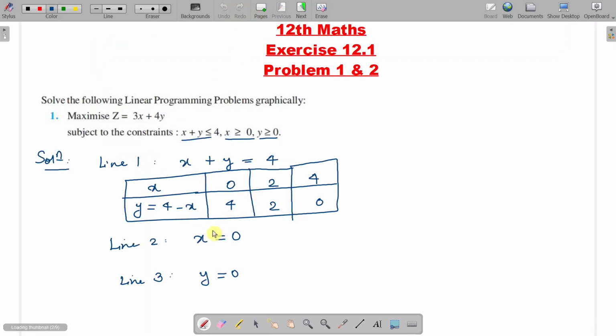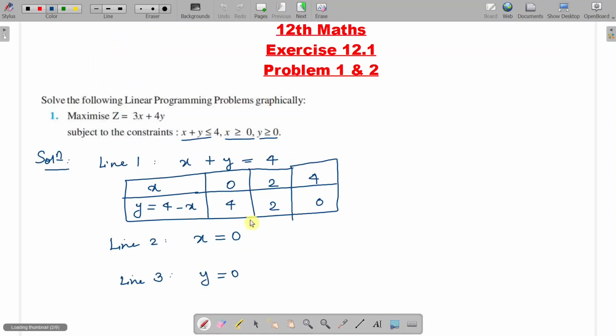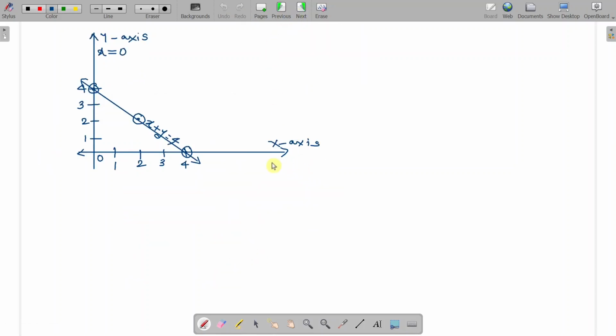Then the x equal to 0 line we have to take. So x equal to 0 means the y axis, right? This line is called x equal to 0 and y equal to 0 means the x axis. Now we have to find the solution region for each line here.